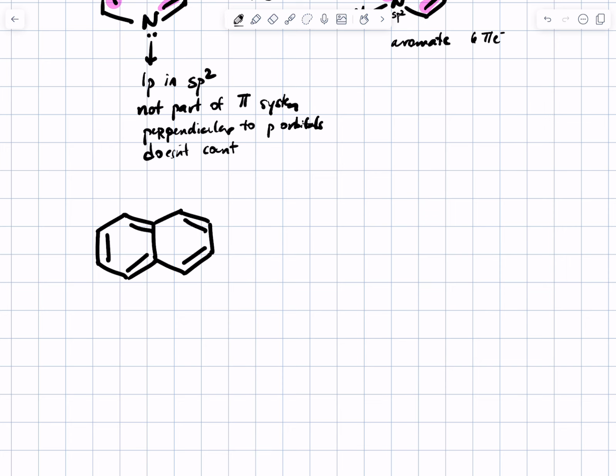So what do you conclude about this one? 2, 4, 6, 8, 10. 10 pi electrons, that satisfies the 4n plus 2 rule. So yeah, indeed, this is aromatic. That molecule is called naphthalene. How about this one?